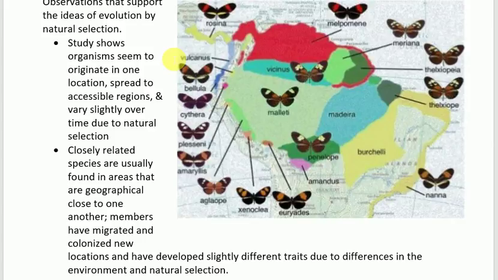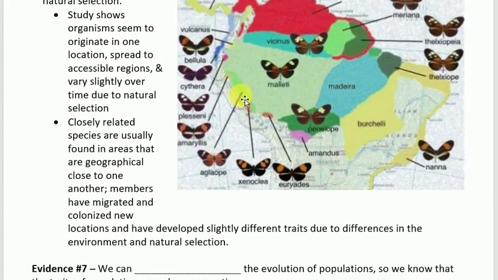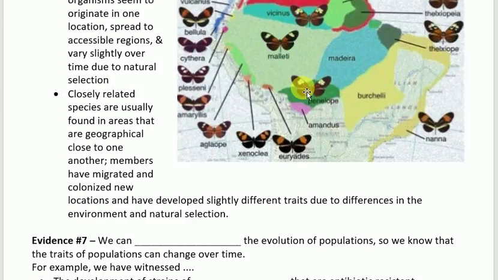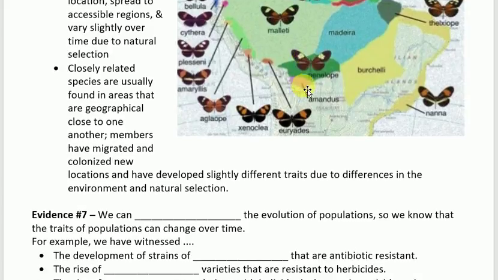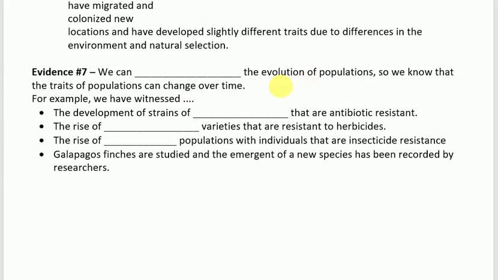So we've got studies that show organisms seem to originate in one location, and then they spread to accessible regions, and then they begin to vary slightly over time due to natural selection. And this here shows you with butterflies, actually from South America. Also, closely related species are usually found in areas that are geographically close to one another. So members have migrated and colonized new locations, and then they develop those different traits due to differences in the environments, as well as natural selection.